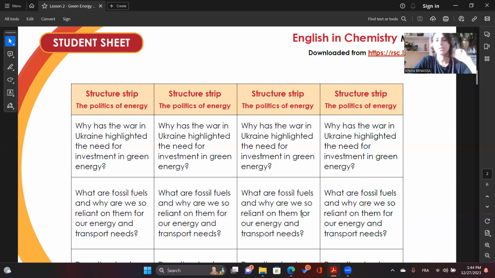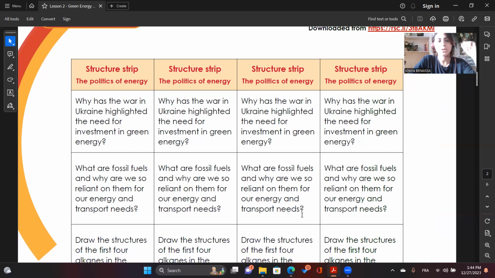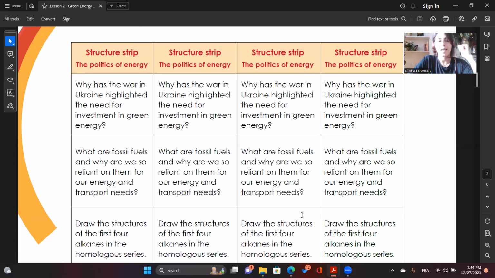On the student sheets, we have some structure strips and some questions that you have to answer after reading the text. We will read the article together and understand the context. After that, we will try to answer these questions using the structure strips. The first question is: why has the war in Ukraine highlighted the need for investment in green energy?